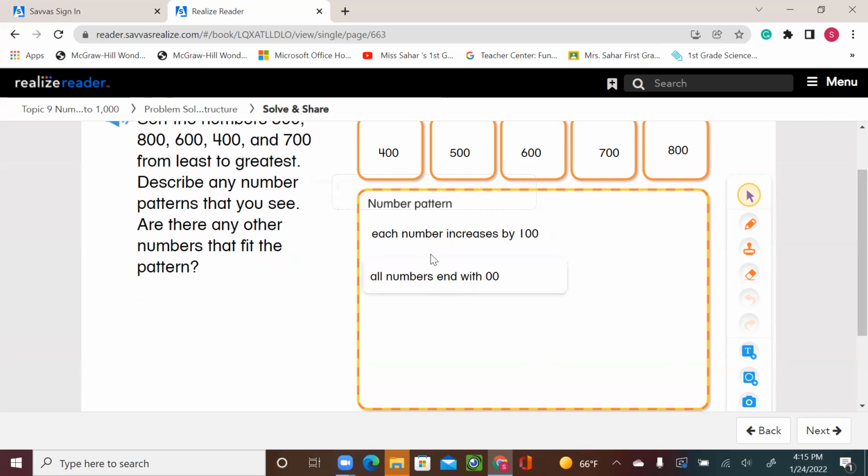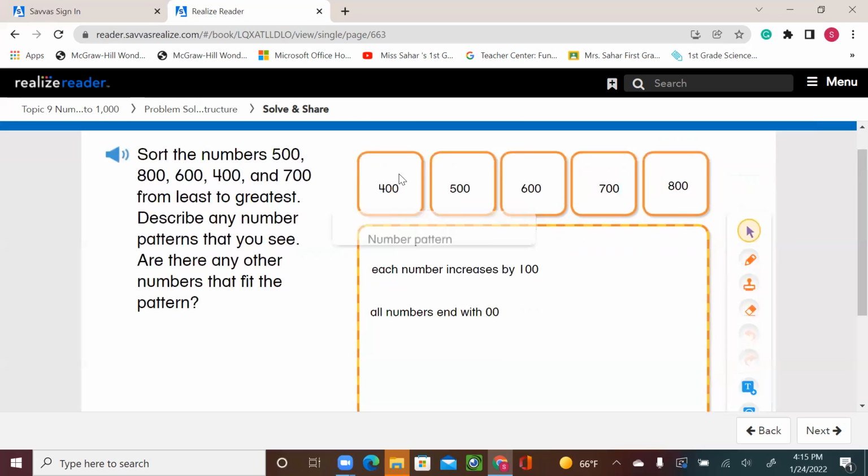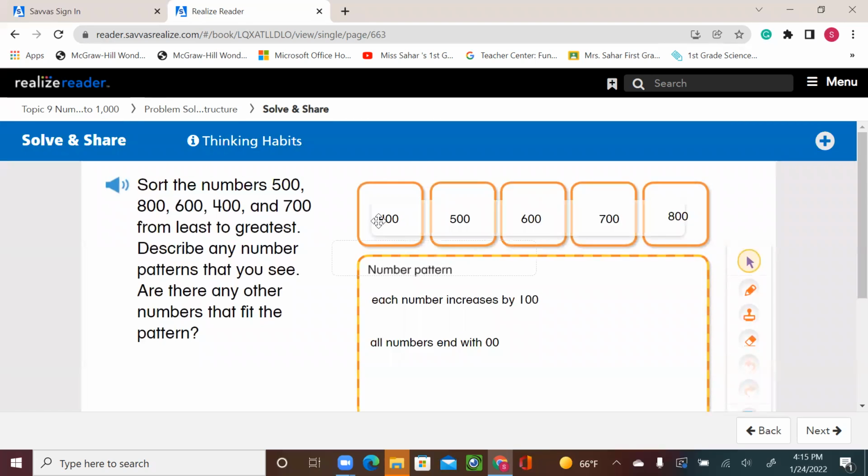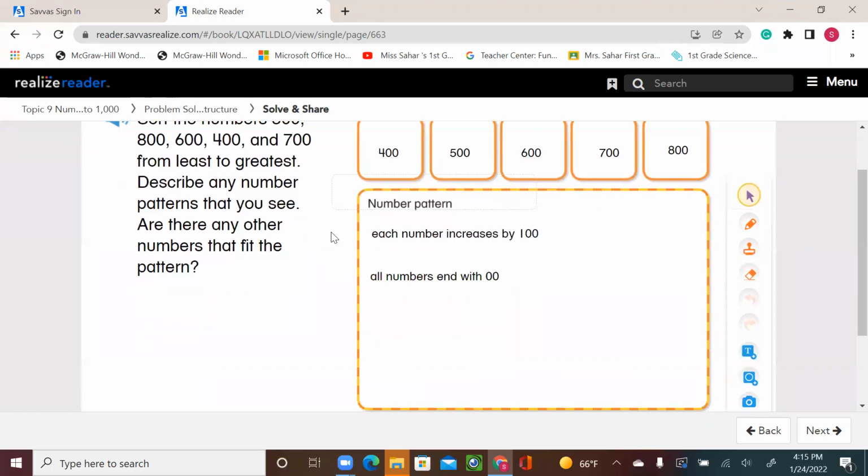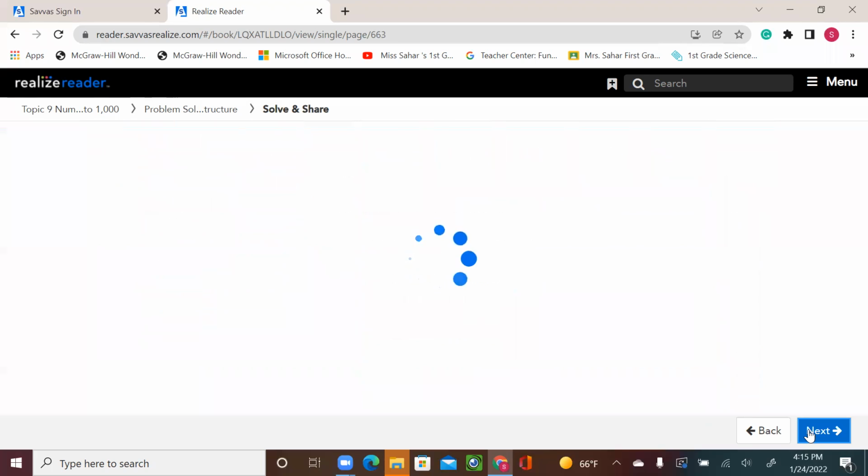So if you choose the first pattern or the second pattern, you're right. All right. What else do I have to look for? Are there any other numbers that fit the pattern? Yes. After 800 comes 900. Add one more. Before 400 comes 300. Before 300 comes 200. So I can add more after the 800 and I can add before the 400. All right.